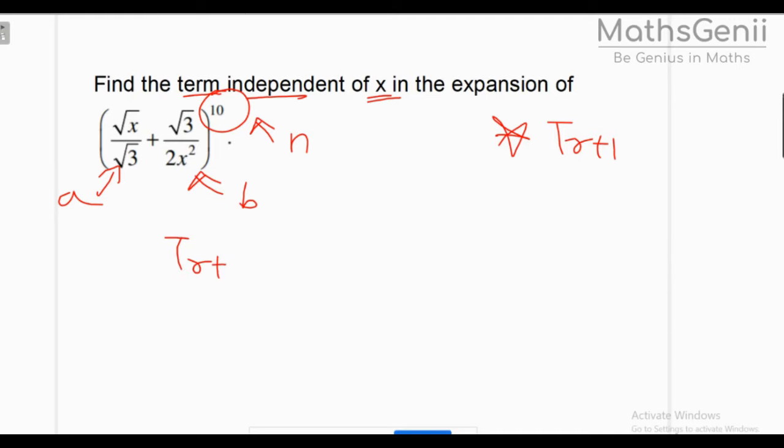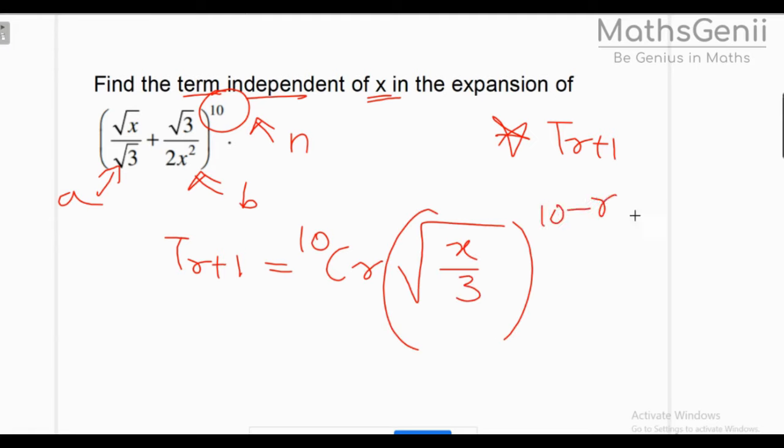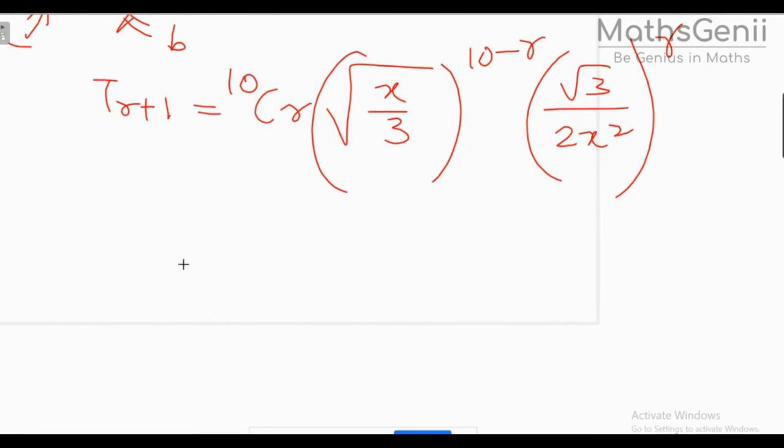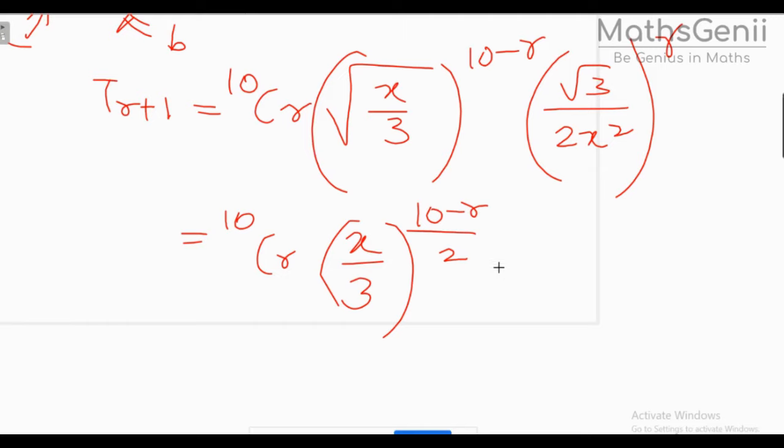And you can just refer back for the formula. So T(r+1) formula says nCr a raised to n minus r, b raised to r. So this is the formula that I have applied. Now what I'm doing is I'm just quickly solving this. So you have 10Cr x raised to 3. This square root is nothing but half. So (10 minus r) by 2 into this square root is also nothing but half. So 3 raised to r by 2 into this part is left.